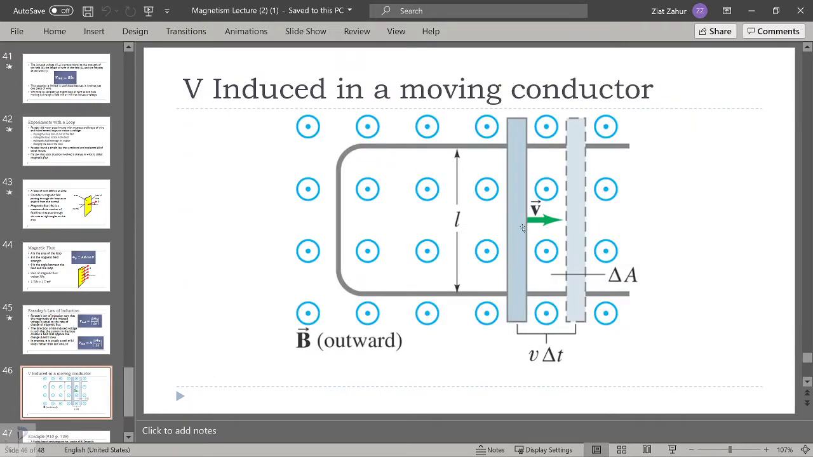And so here's an example of this. We have this U-shaped wire and this metal bar that you can pull to the right. That's what it's showing you. Notice that by pulling this bar to the right, the area of the loop changes. The loop consists of this U-shaped thing and this bar. As you move the bar to the right, the area is actually increasing.